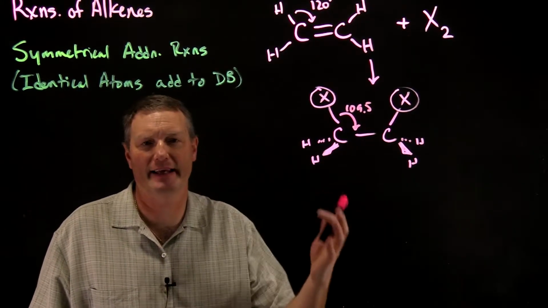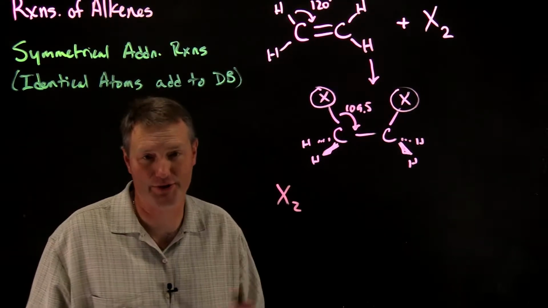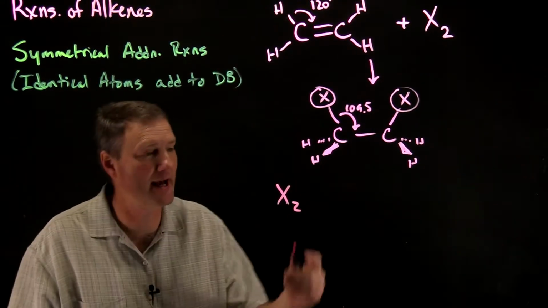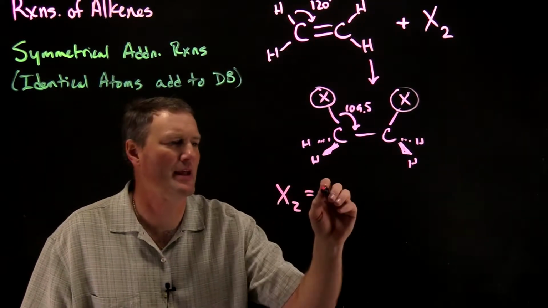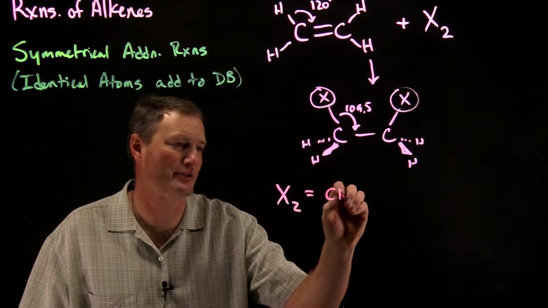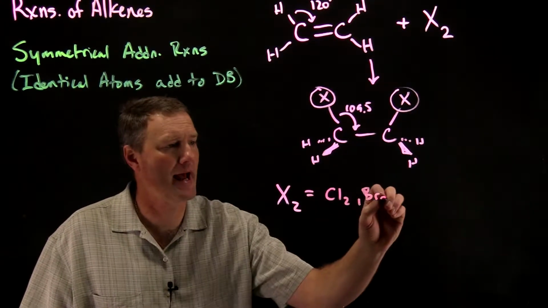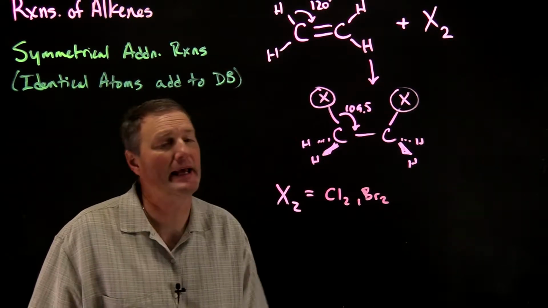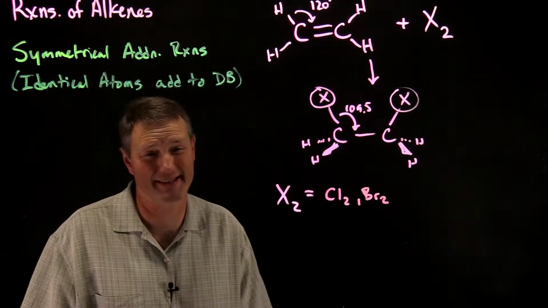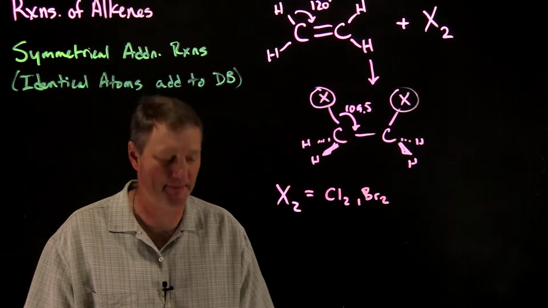So what exactly can X2 be? Well, there are a whole host of reagents that could do this, but in our class and in our discussion, we're going to be focusing on just a few of them. So some halogens, Cl2, Br2. Those are the main halogens that will react. You could use I2, it's not quite as reactive. And fluorine, or F2, is virtually unreactive for this type of reaction. You'd have to add a catalyst to that.